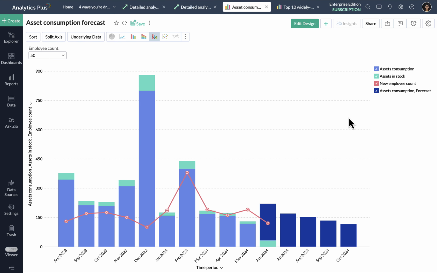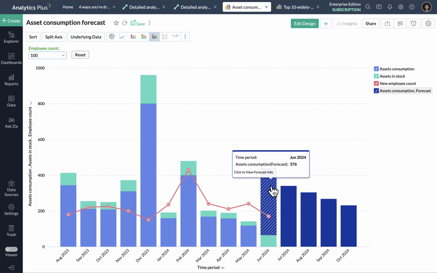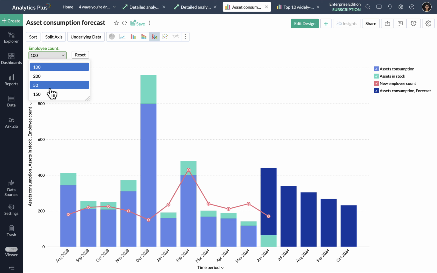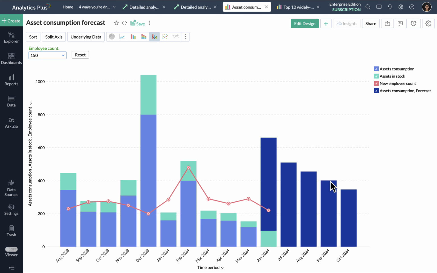Now, by merely varying the employee count user filter, you can visualize in real time the future impact such variations would have on asset requirement. This analysis therefore plays a powerful role in helping IT managers foresee the exact asset requirements in keeping with organizational shifts and streamline procurement plans accordingly.